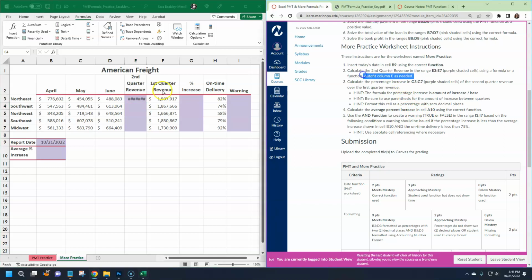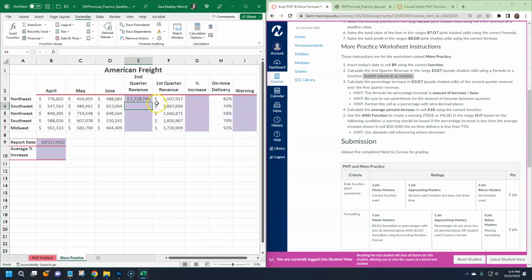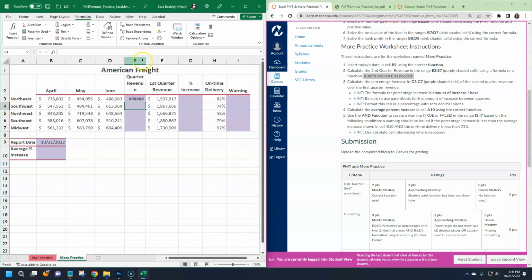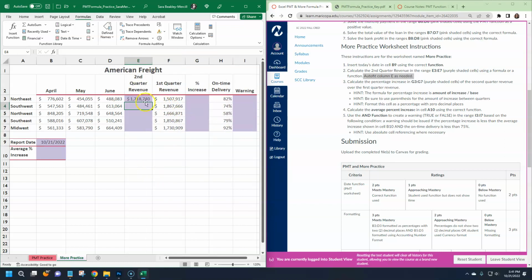Autofit column E as needed. So if you ever see the hashtag, all it means is you just have to place your cursor between, in this case, column E and F until you see the double-headed arrow, and then double-click, and it auto-fits. It widens the column to the widest amount of information inside of it, so you can see all that. You can also click, hold, and drag if you want to make it even bigger, but the double-click will auto-fit it. Okay?